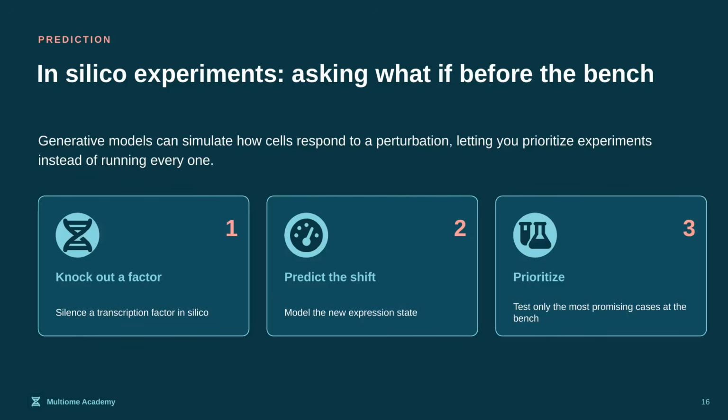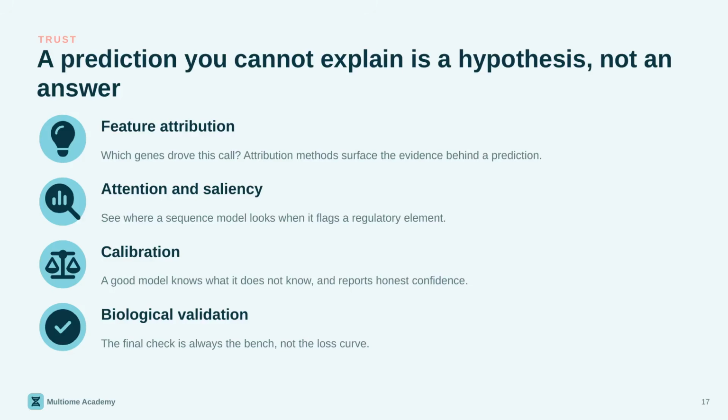Generative models let us run experiments in silico. We can knock out a transcription factor on the computer, predict the resulting shift in expression, and use that to prioritize which experiments are worth running at the bench. It is a way to ask what if before committing reagents. A prediction you cannot explain is a hypothesis, not an answer.